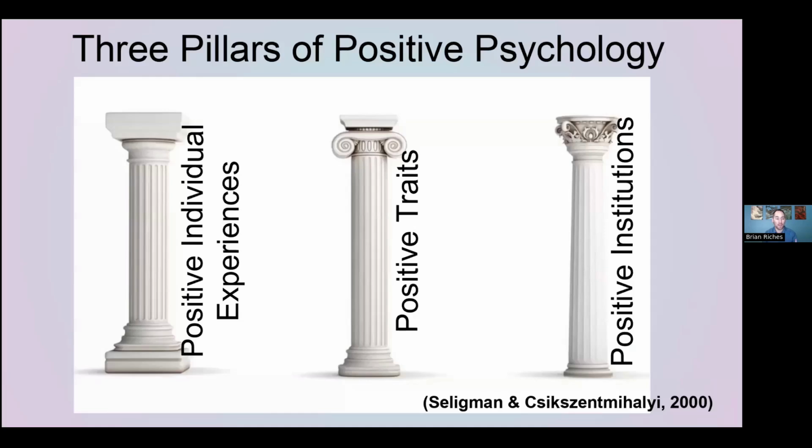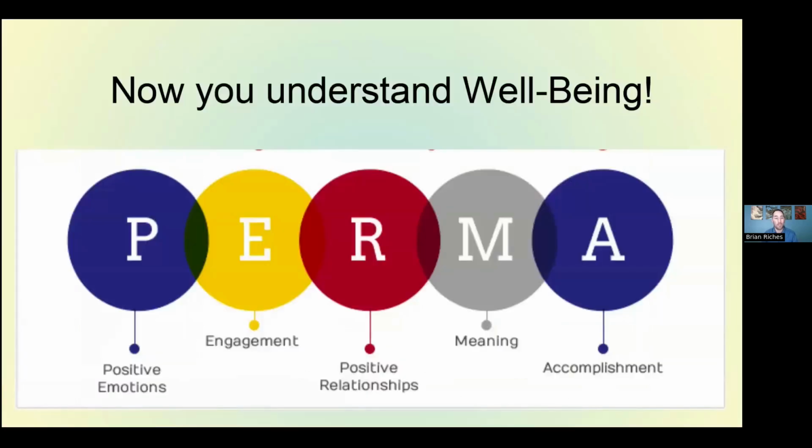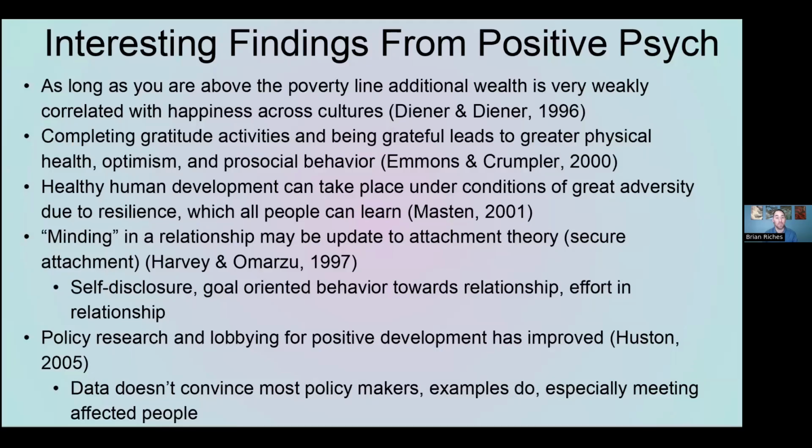With it, now we've gone a lot over positive individual experiences, positive characteristics, positive institutions. You have a lot better idea of well-being with this PERMA model. And I wanted to share another couple quick findings from positive psychology. One area in happiness that's been researched is, does money buy happiness? And no, as long as you're above the poverty line, it doesn't really matter how much more money you make. It doesn't make you happier. But for that, you do have to be above the poverty line.